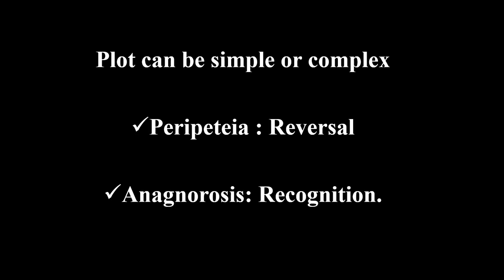Peripeteia and discovery can occur separately in a tragedy, and it is also possible that only one of them is used in a tragedy, but the best tragedy uses both simultaneously. Peripeteia and anagnorisis occurring simultaneously enhances the tragic effect. So Aristotle favored the complex plot for the moving tragedies.